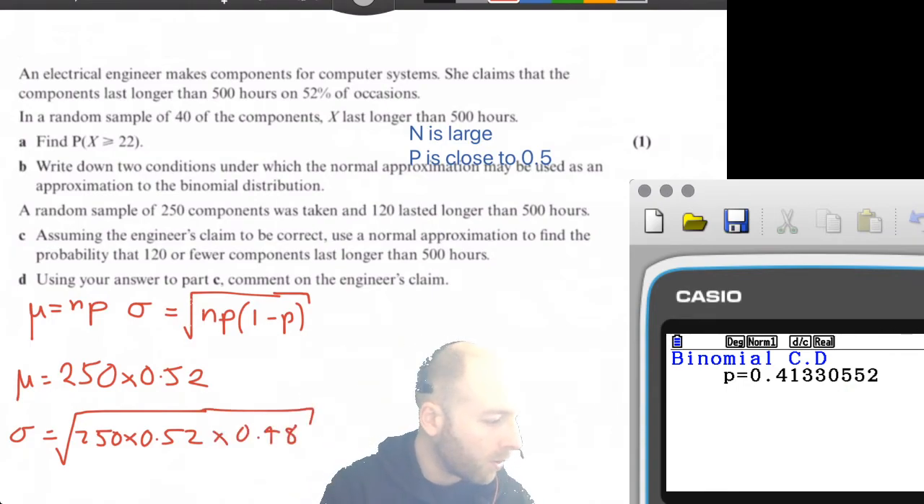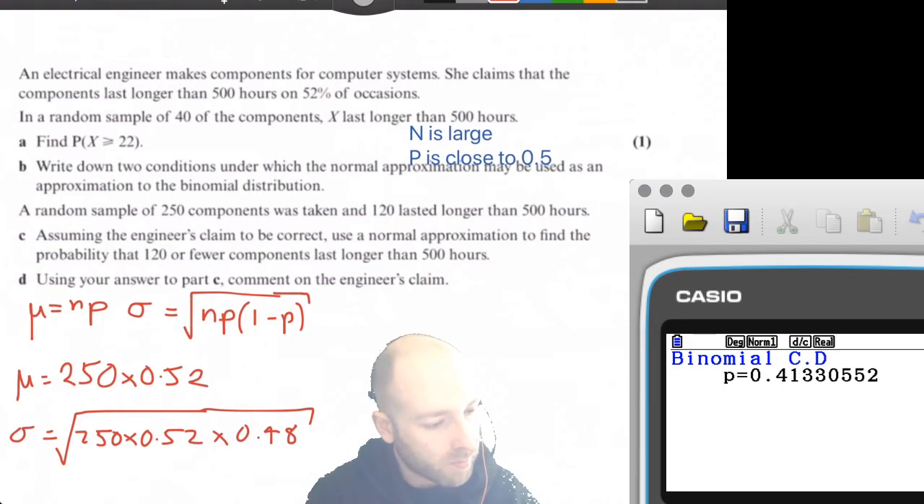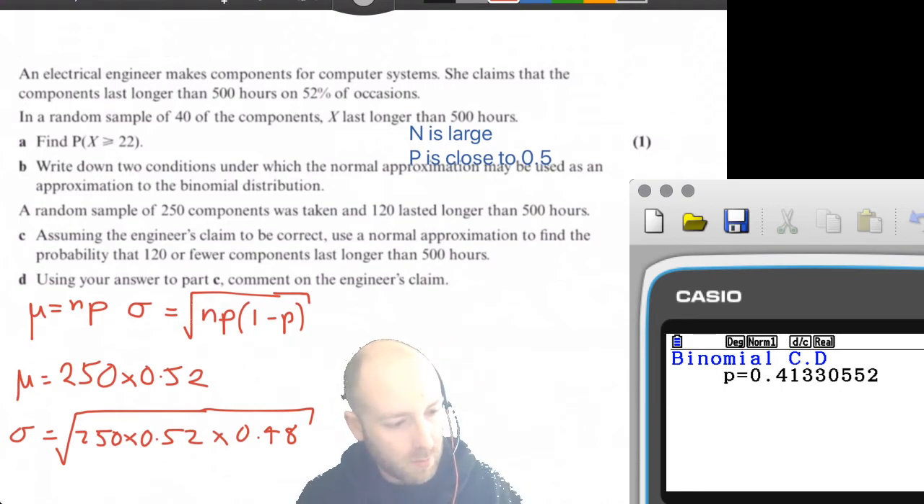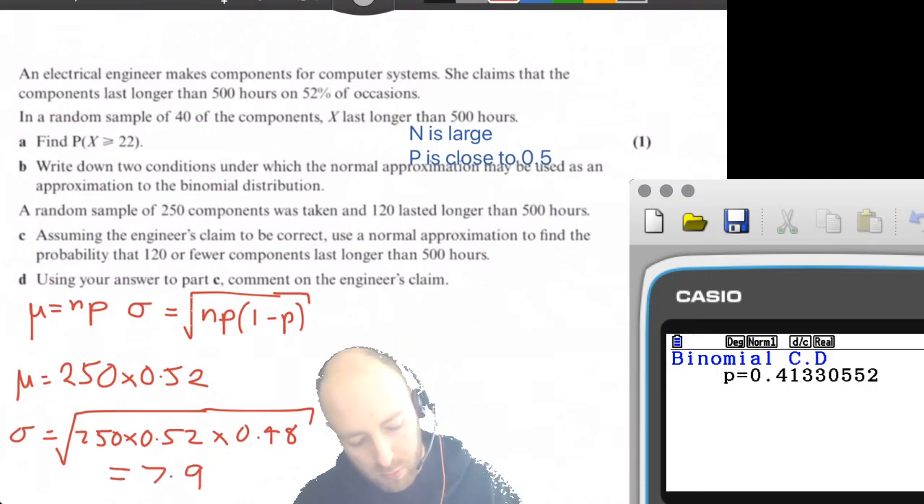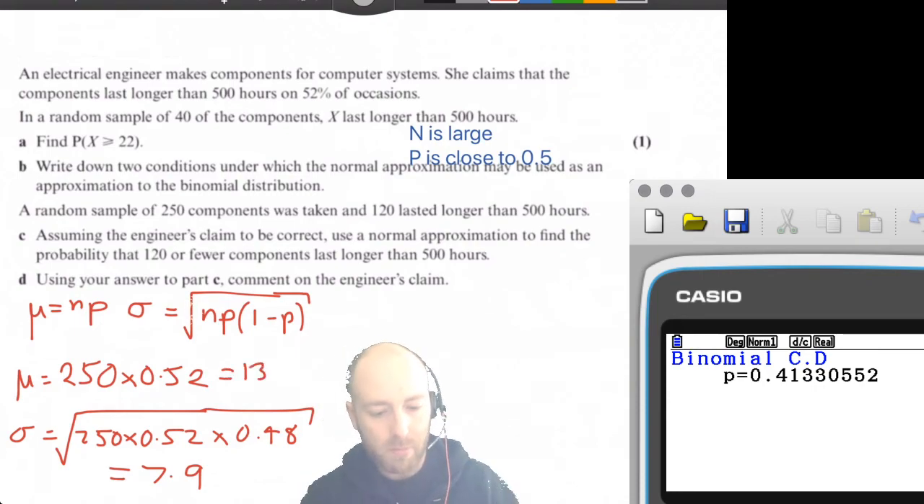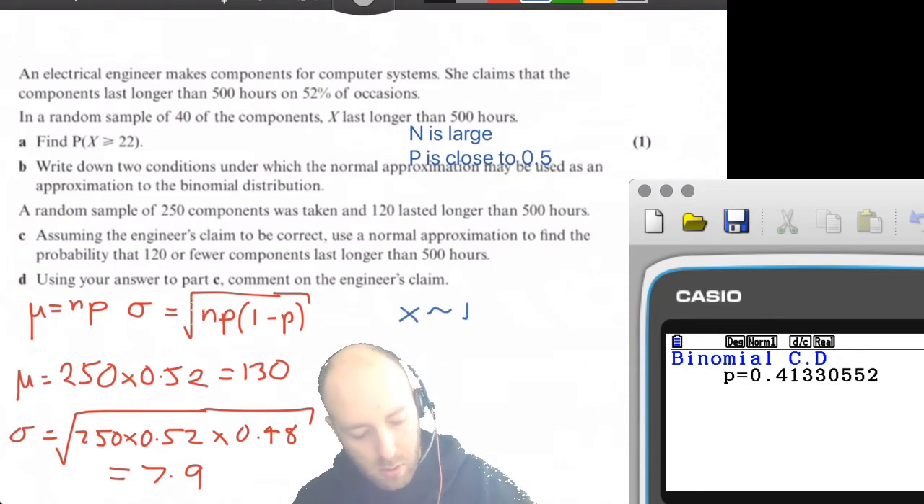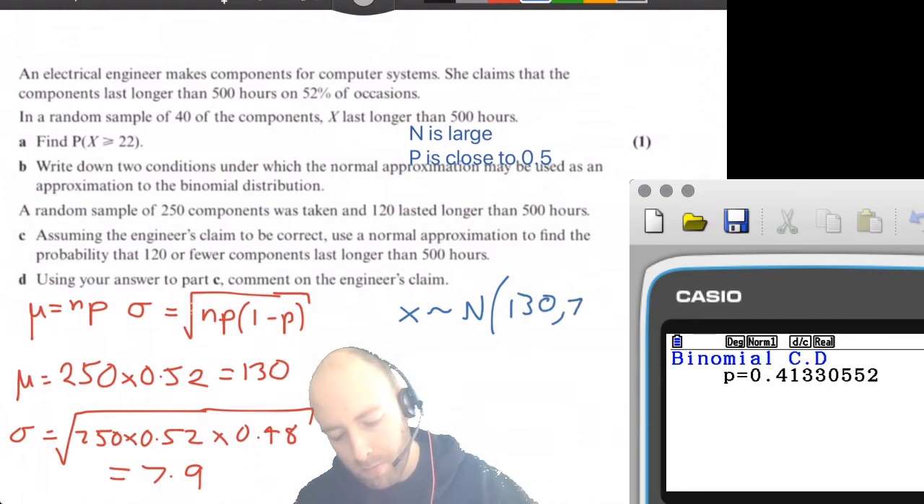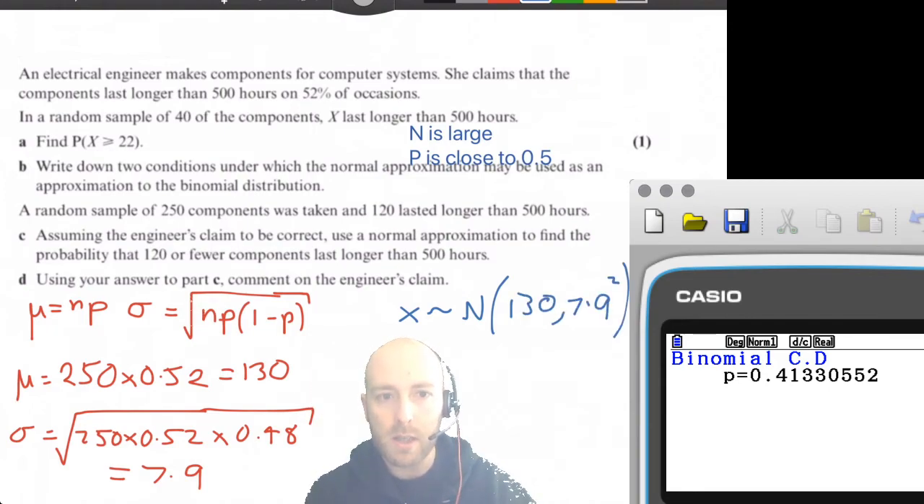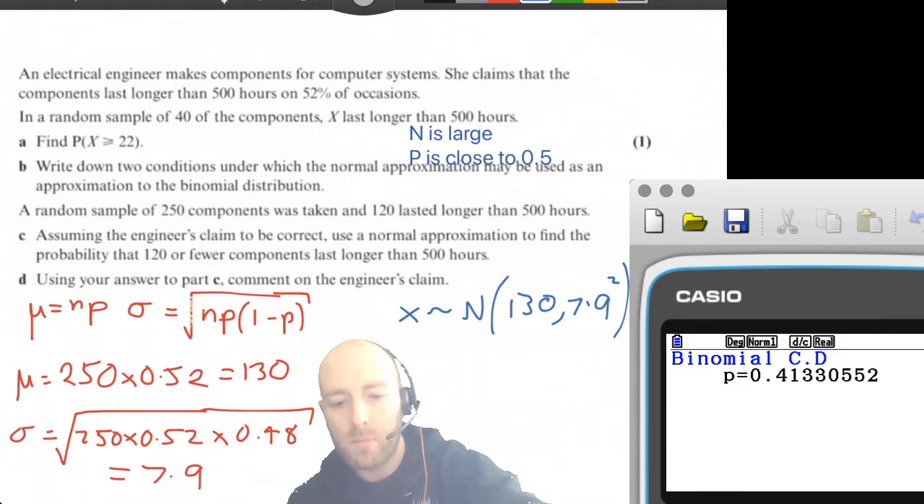So we can work out both of those numbers. I think we get sigma is 7.9 and mu is 130. So now we've got our binomial distribution. So x is now modeled as a normal with mu as 130 and sigma is 7.9. Cool. So we turned it into a normal distribution.